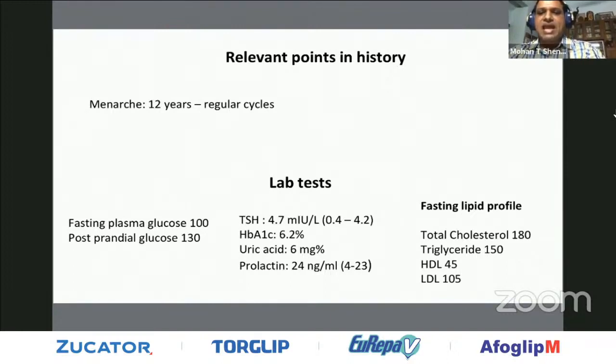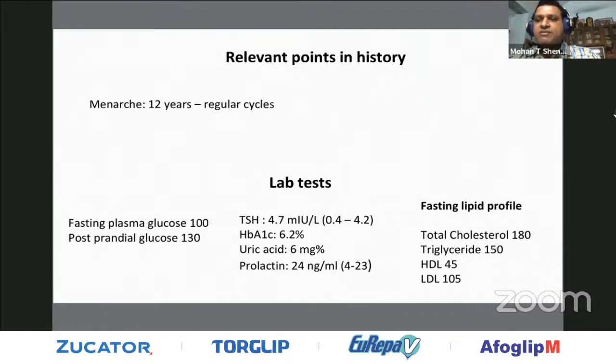And to complete the lab test, the fasting glucose is normal, that is 100. And you can see the postprandial glucose is 130. And in the other profile, significantly, as you can see again, the uric acid is coming to 6 milligram per liter. She's a pre-diabetic, having HbA1c of 6.2 and having borderline prolactin elevation, that is 24 units.